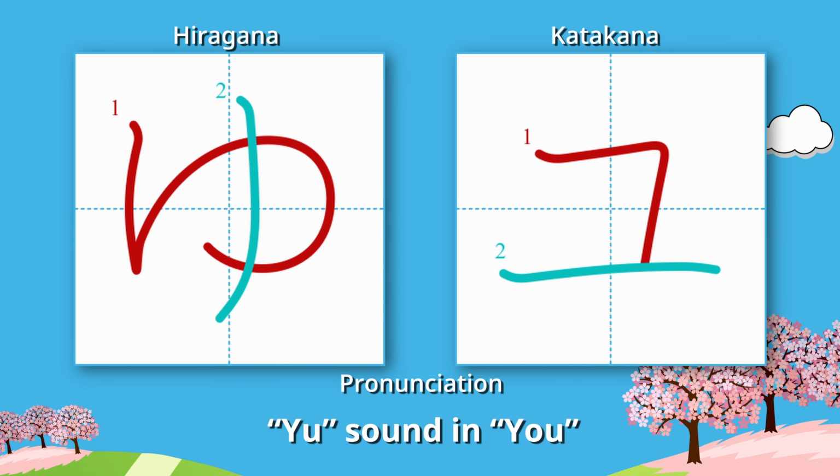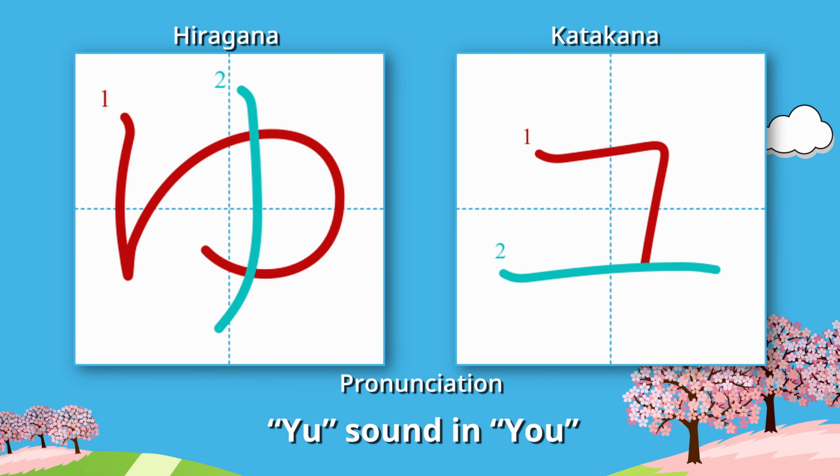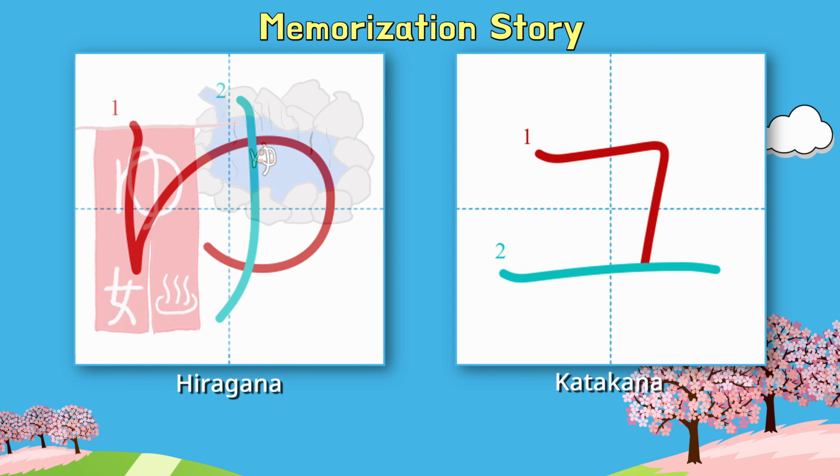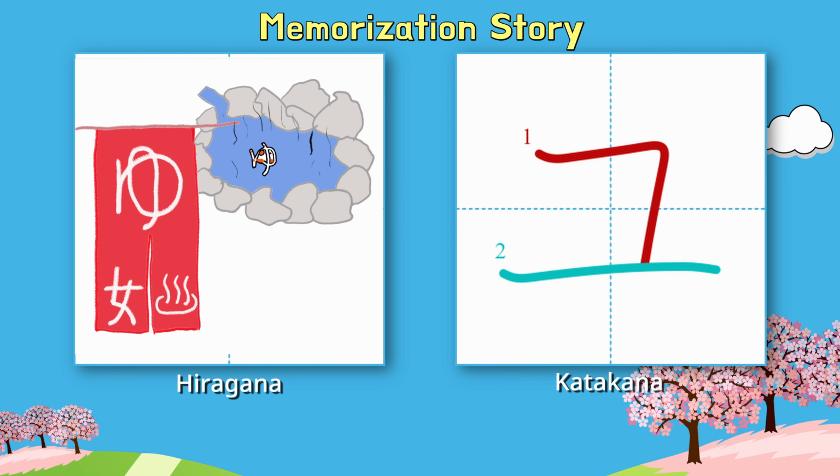These characters represent the U sound in you. You. You. The hiragana yu appears commonly at the entrance to public baths because, in Japanese, a hot bath or hot water can be just yu, though it's often said as oyu.